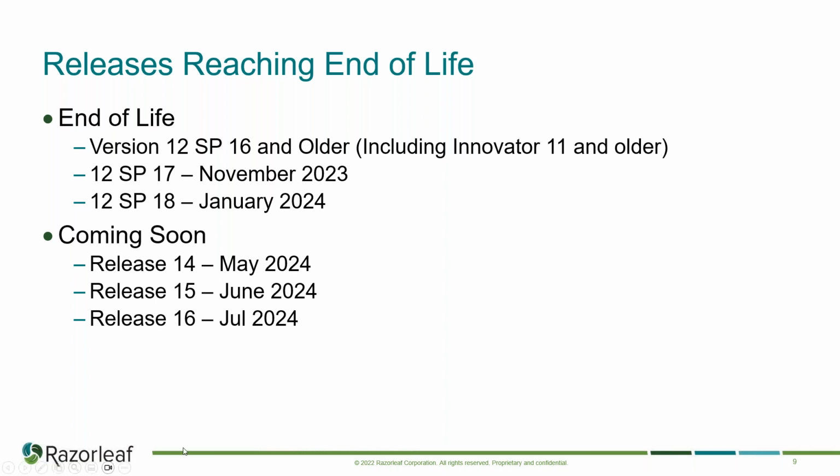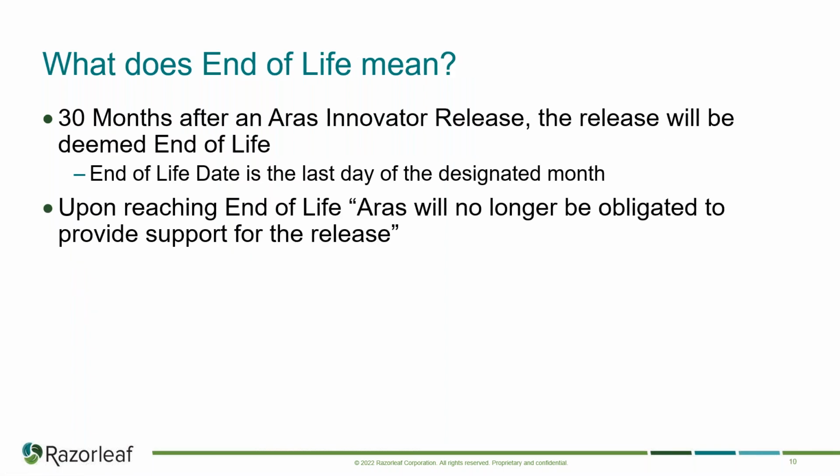All right. So sort of covered this on the last slide, but really what does end of life mean? 30 months after an Innovator release, that release is now end of life. And when we are reaching end of life, that means that Aras really does not have the obligation to provide support for that release. So if there are any bugs occurring on the platform, there will no longer be any hot fixes released for that. Support will be lesser as well when you're on an end of life release.